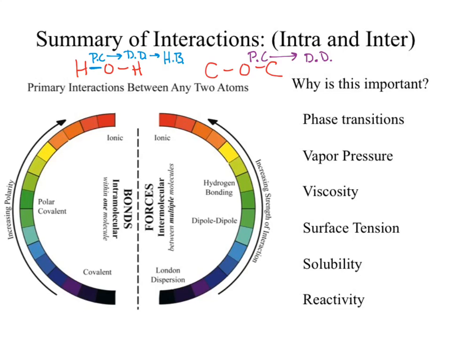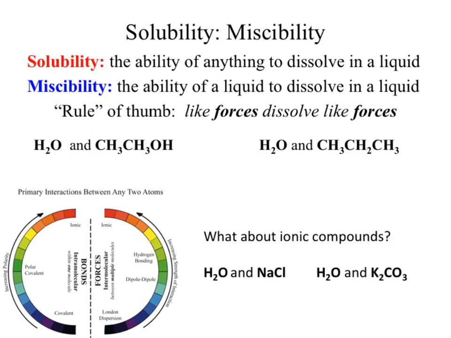Okay? So, solubility. What's happening with solubility? Well, the term solubility is just looking at something dissolving in something else. So we want to come up with a rule of thumb that allows us to approach this. That rule of thumb is like forces dissolve like forces. So if you look at a compound that is ionic, what compound would you expect that ionic compound to dissolve in? Probably one that has a similar force. One that would have similar force would be ionic.